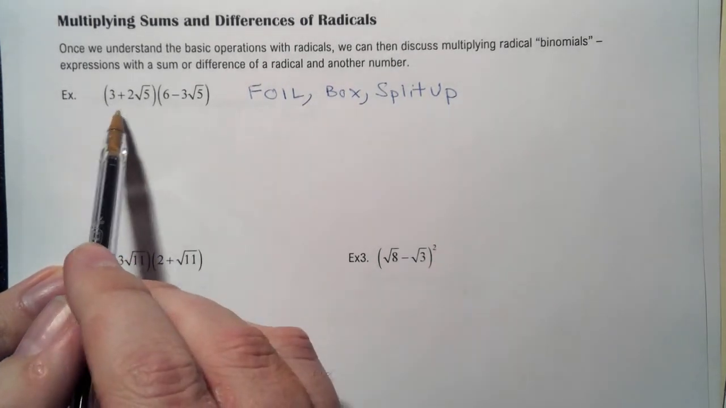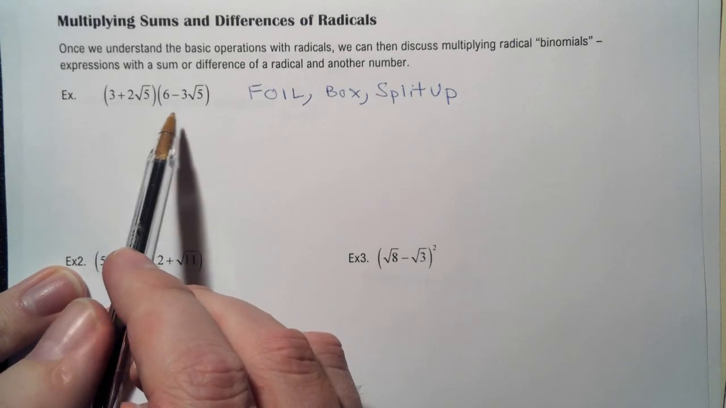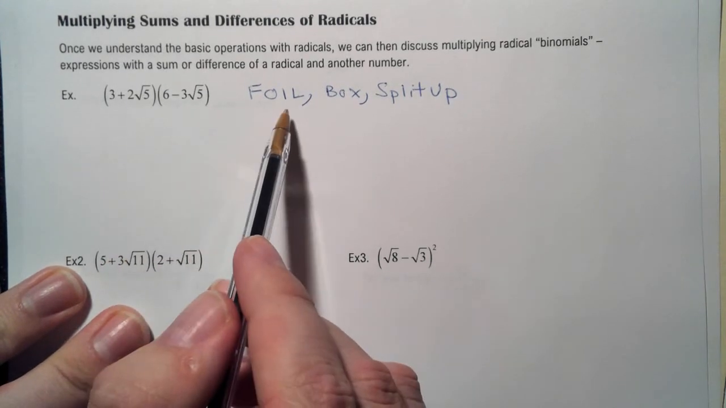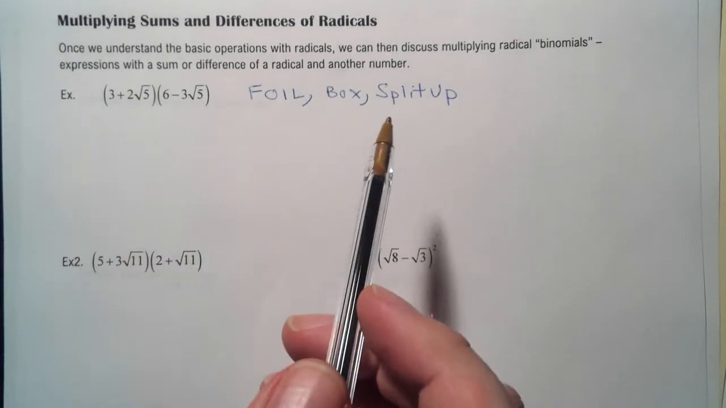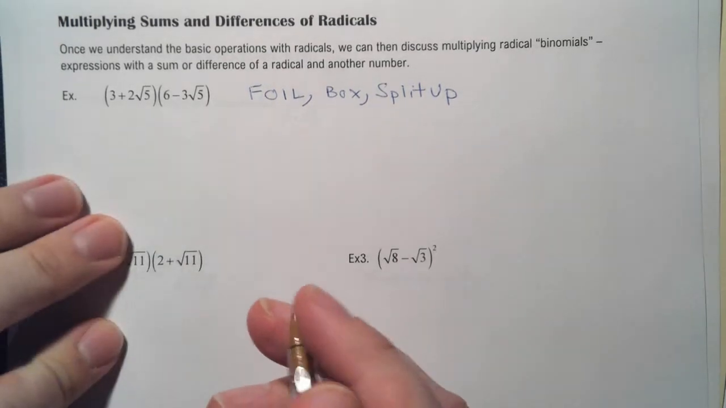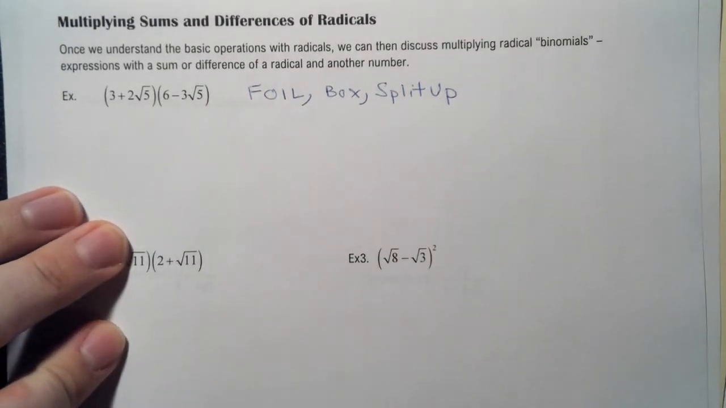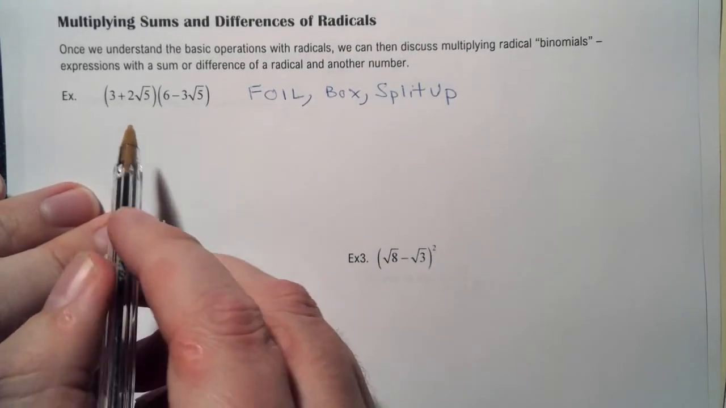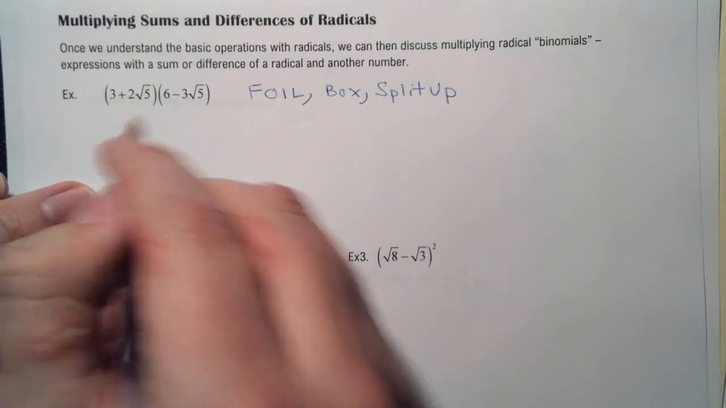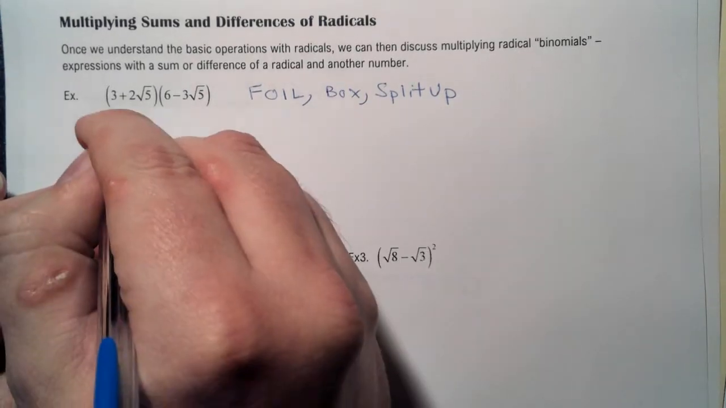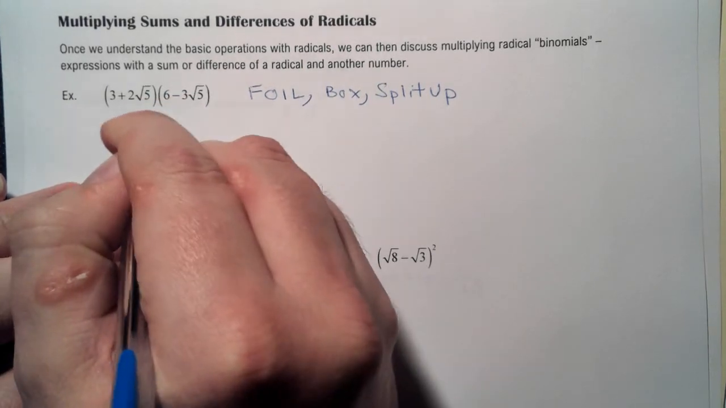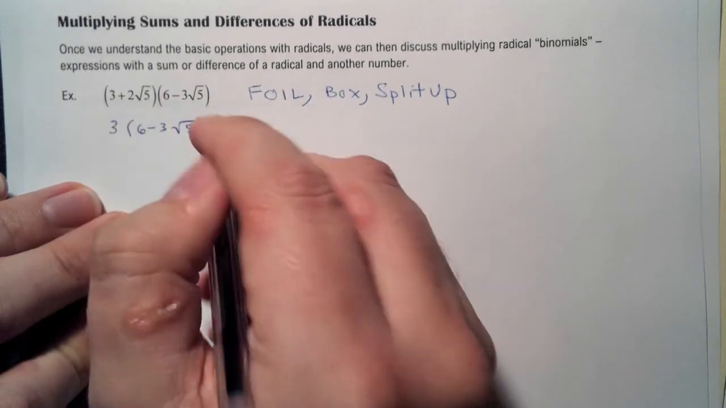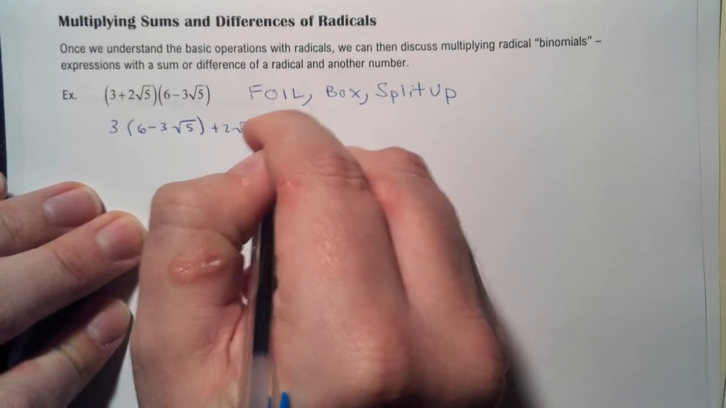Now, essentially we're going to do this the same way we would if we were multiplying 3x plus 4 and 2x minus 7. We can FOIL this, we can multiply using a little box, we can split it up and distribute. All of those will still work here. You have to be careful. There is one little wrinkle that is going to show up that didn't show up when you did this with things with x's. So I will show this by splitting it up and distributing. So I'm going to multiply 3 by 6 minus 3 square root 5, and I will also multiply positive 2 square root 5 by 6 minus 3 square root 5.